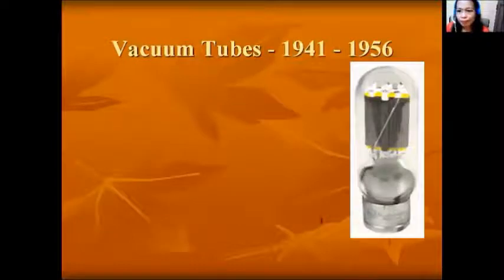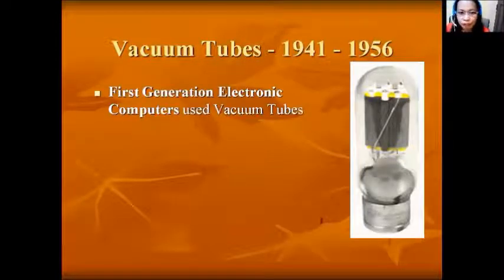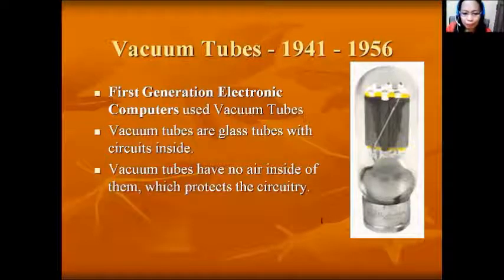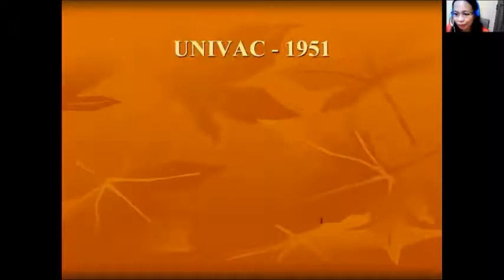Next one is the vacuum tubes. So 1941 to 1956, this is when first generation electronic computers used vacuum tubes. Vacuum tubes are glass tubes with circuits inside. As you can see, it looks like a valve, right? And vacuum tubes have no air inside of them, which protects the circuitry.